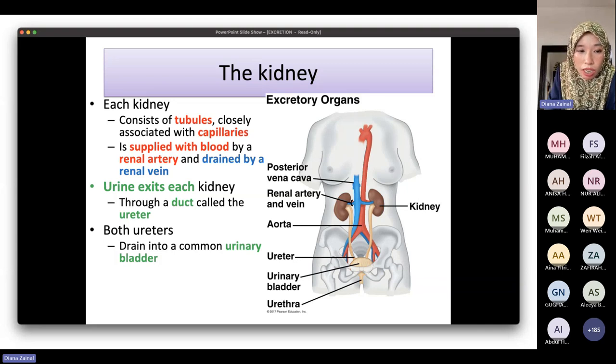Urine exits each kidney through a duct called the ureter. Okay, this one. So when everything has been filtered out of the blood, it's going to enter the urinary bladder through the ureter. Okay, and then we have two ureters over here, draining everything into your urinary bladder, and then finally, when you want to go to the toilet, the urethra is responsible to release the urine.